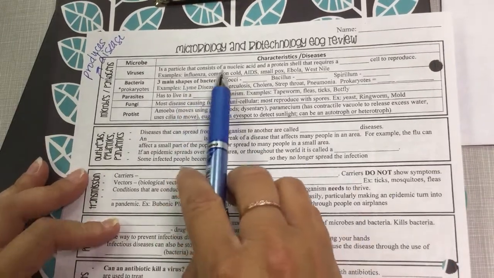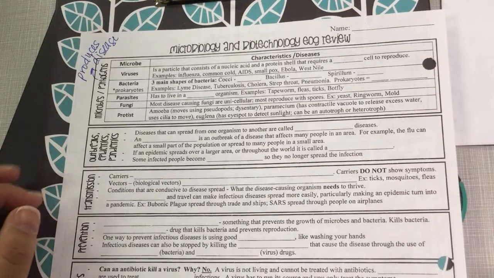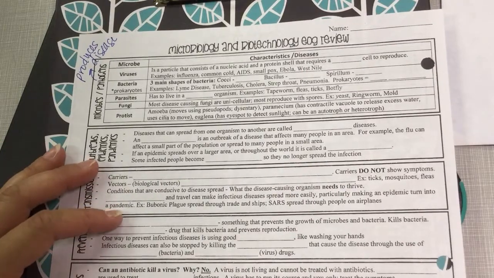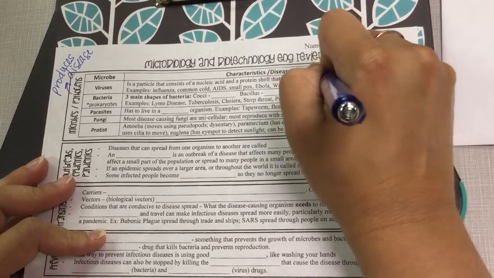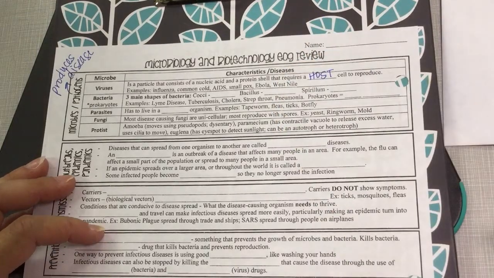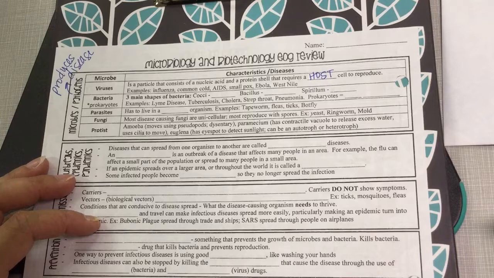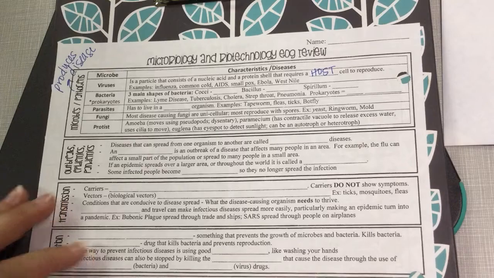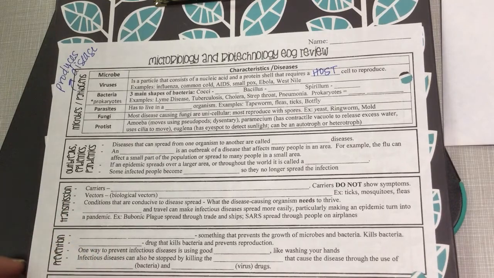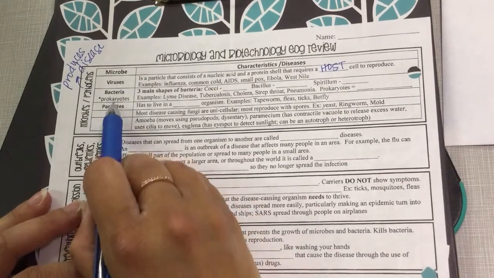Viruses are particles that consist of a nucleic acid and a protein shell, a protein coat, that requires a host cell, a living host cell, to reproduce. And examples of viruses: influenza, which is also called the flu, common cold virus, AIDS, smallpox, Ebola, West Nile virus. So there's lots of different types of viruses. And remember that viruses are the smallest pathogen as well.